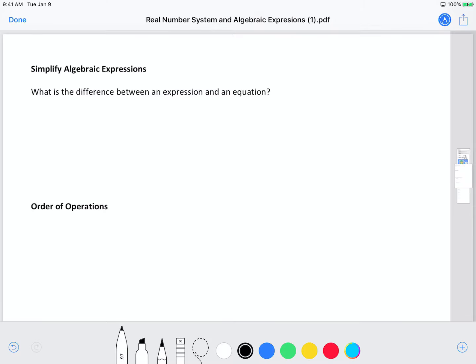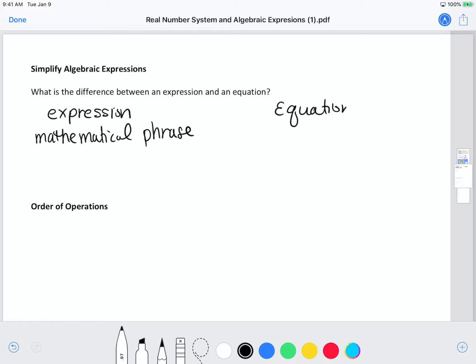Okay, now that we have an idea of the real number system, let's get into simplifying algebraic expressions. And a lot of people get expressions mixed up with an equation, so I want to make sure that we discuss the difference between the two. Think of an expression as a mathematical phrase, whereas an equation is a mathematical sentence.